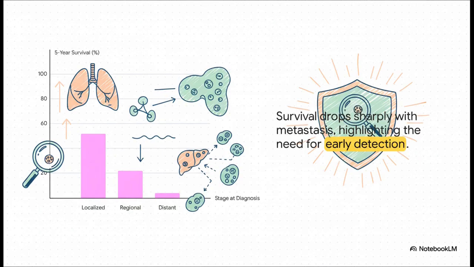And now, look at these bars. This is why our work, and your future work, is so incredibly critical. If we catch the disease when it's localized, the 5-year survival is over 50%. It's not great, but there's a good chance. But once it spreads to the regional nodes, that drops to 22%, and with distant metastases, it's only 4%. This starkly shows why staging and early diagnosis are absolutely everything in lung cancer.